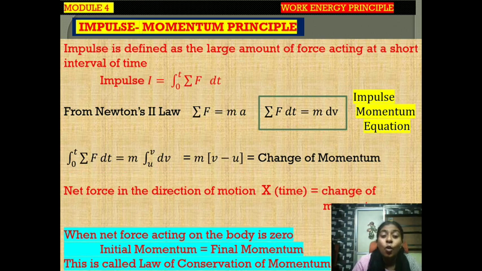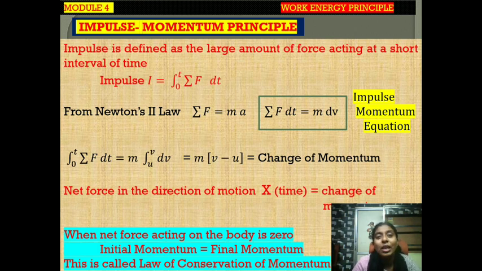Okay, when the net force acting on a body is 0, that is when F is equal to 0, our initial momentum will be equal to final momentum. So mv minus mu will be equal to 0. So mv is equal to mu, we get initial momentum equal to final momentum, and this is called the law of conservation of momentum.